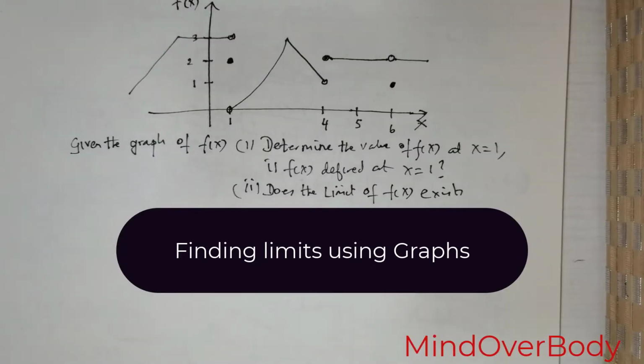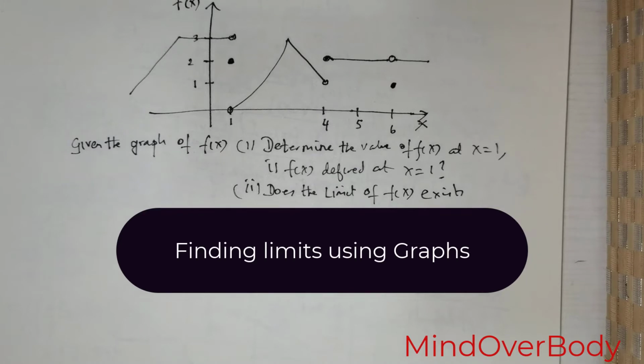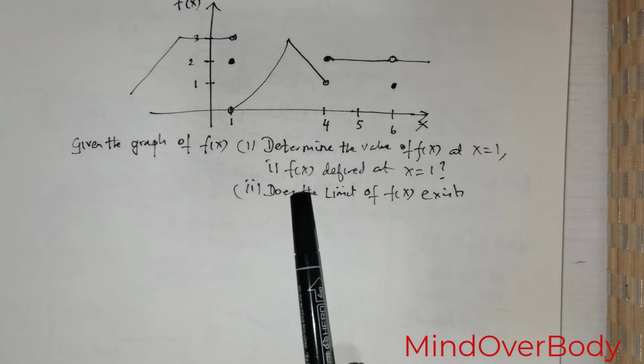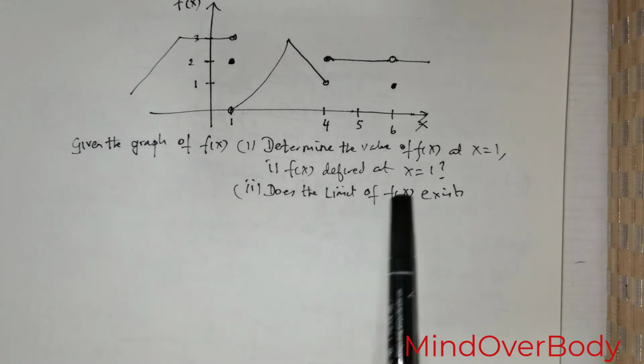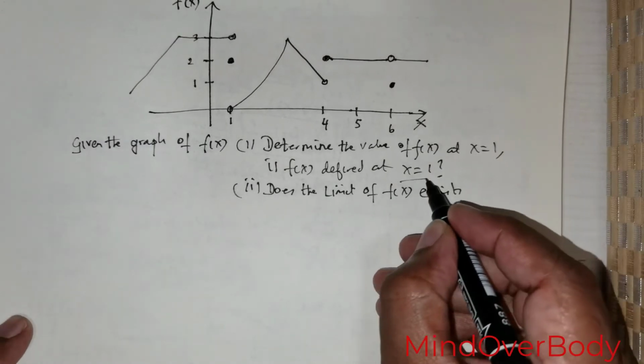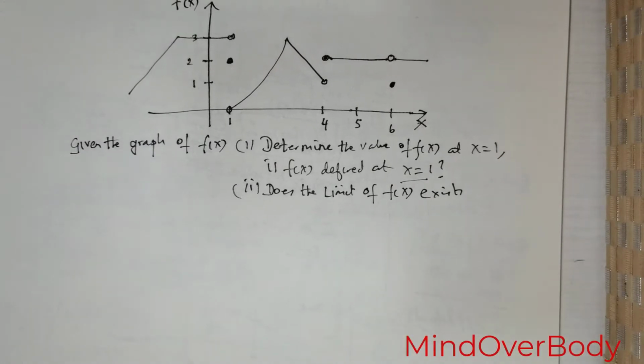Students, we are given this question. The question says the graph of f of x is given as shown here, and then we are expected to find the value of function at x is equal to 1, and then from there onwards we are expected to state if the function is defined at x is equal to 1, and subsequently the third question is to find if the limit for f of x exists. Of course we are focusing on the point x is equal to 1.